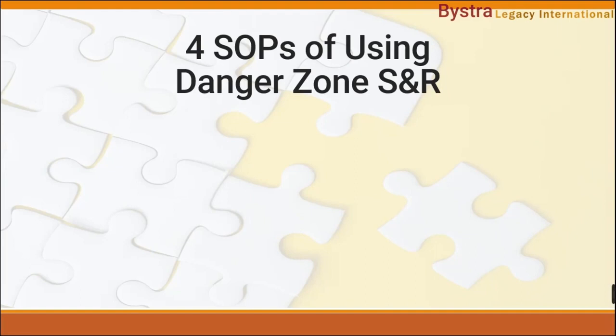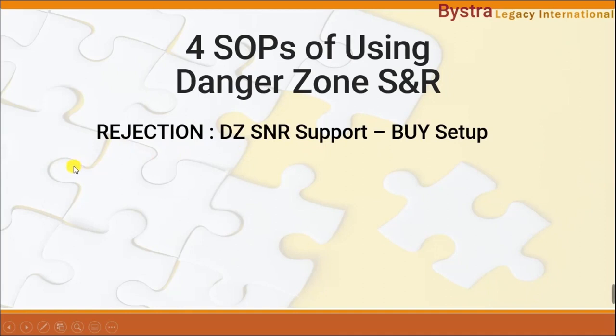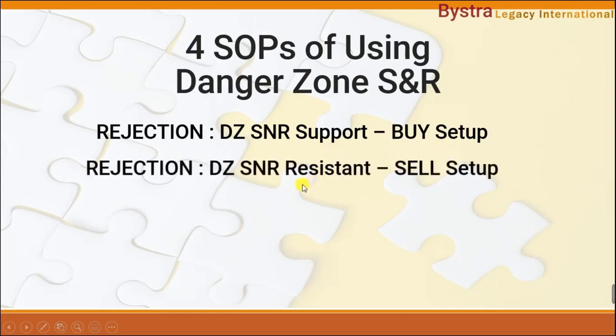Let's look at the 4 SOPs of using the danger zone SNR. The first: when the price comes into the danger zone SNR at the support, when there is a rejection at the zone, then we will look for the buy setup. The next one: when the price comes into the danger zone SNR on the resistance, then we will look for the sell setup when there is a confirmation of rejection.